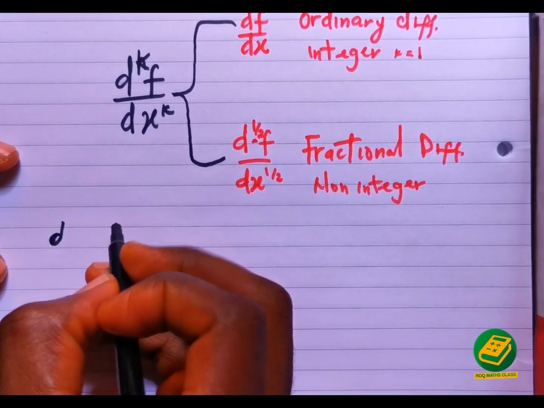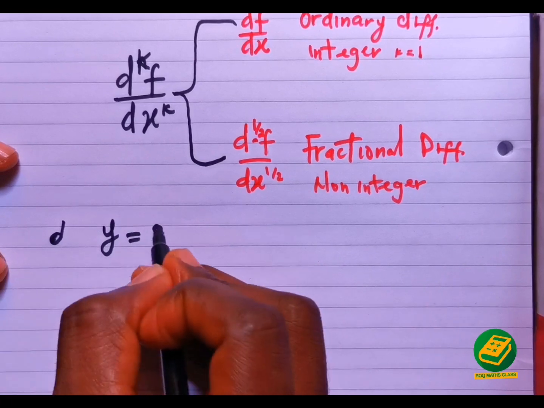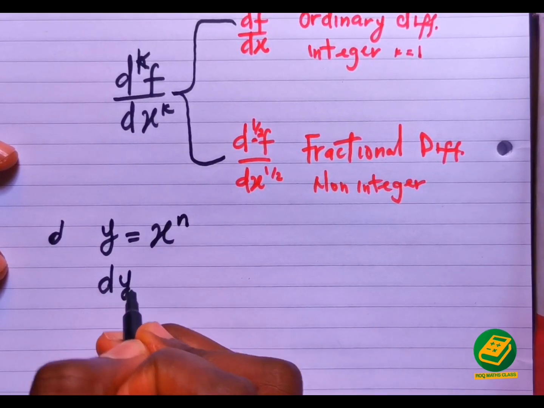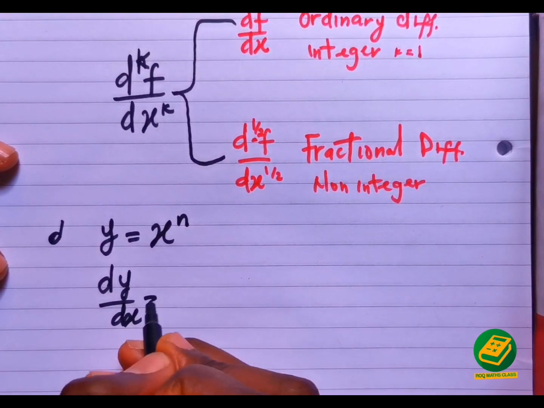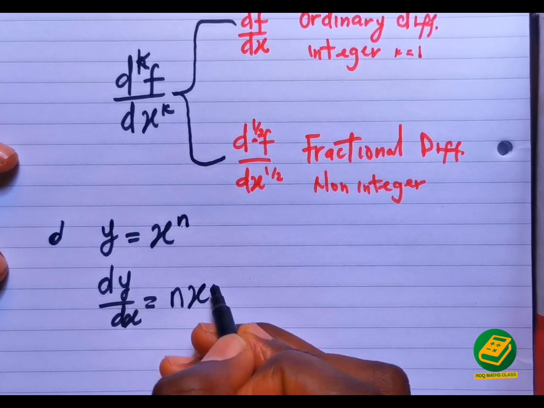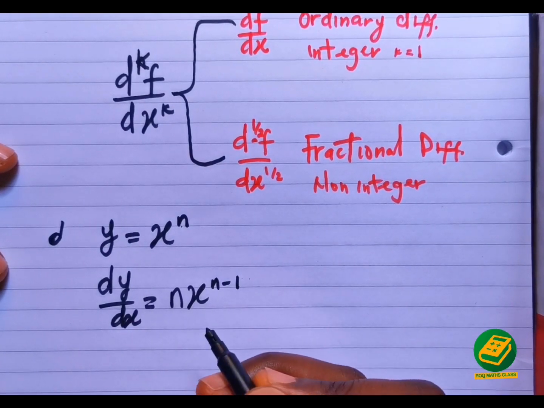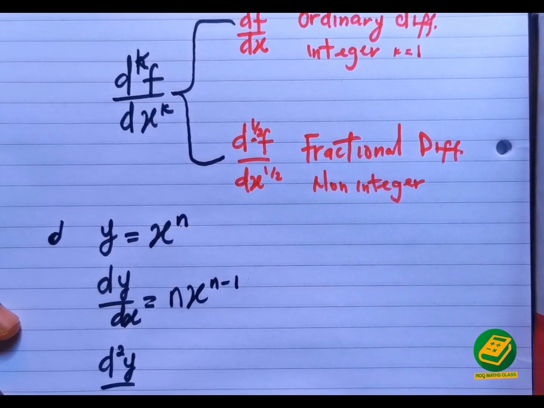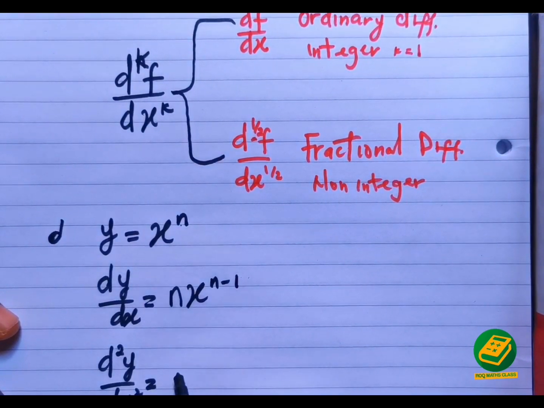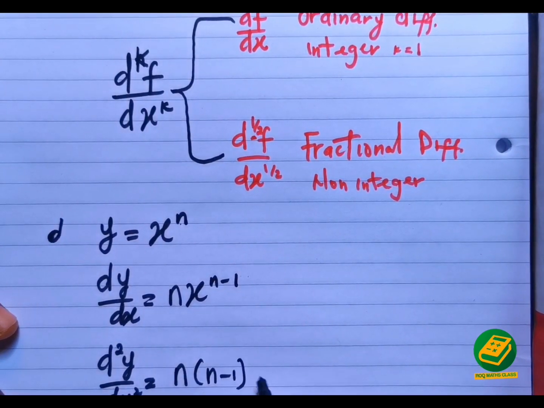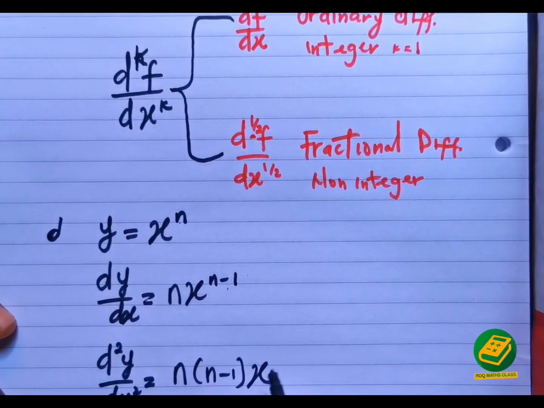Now also, if my y is equal to x raised to the power of n, then the first derivative of this function is going to be what? n, you multiply it by the power, then you minus 1 from the power. Then the second order derivative is equal to n, you multiply by the power again, n minus 1, then you minus 1 from the power, which is going to be n minus 1 minus 1, which is what?